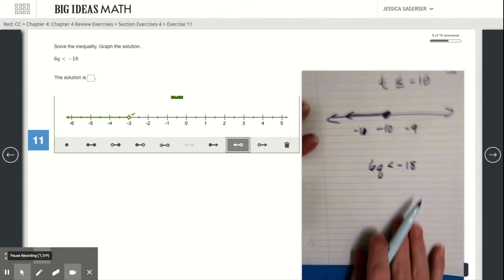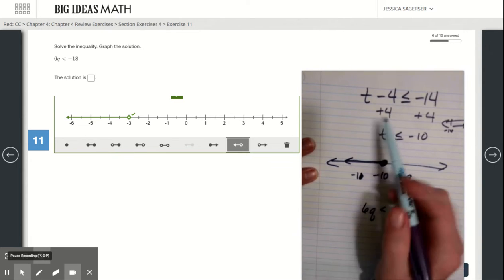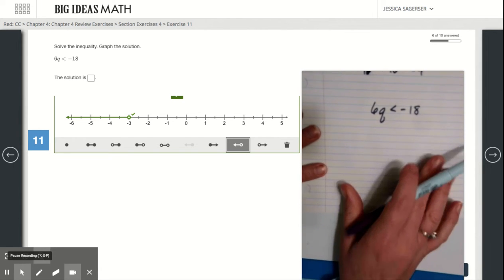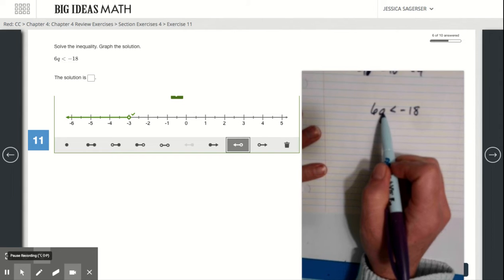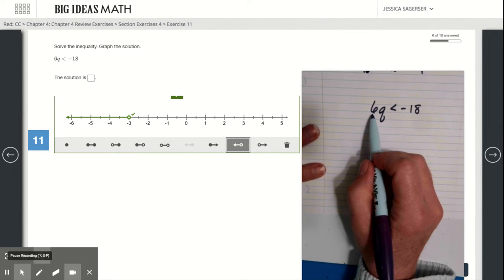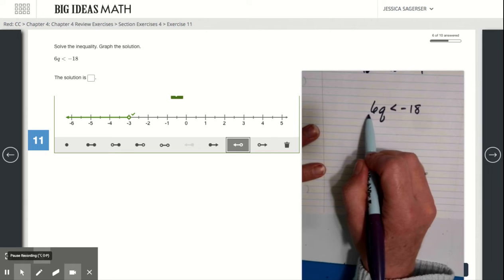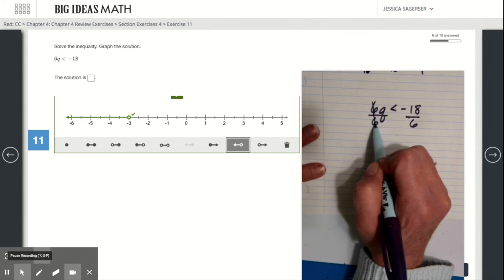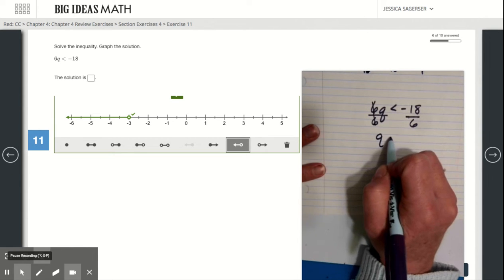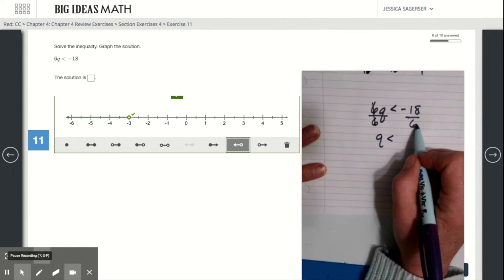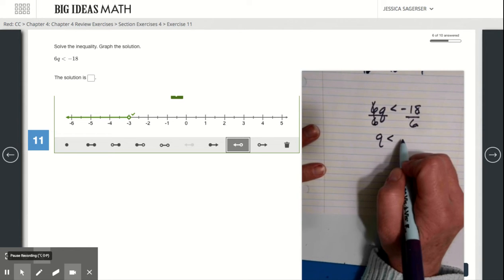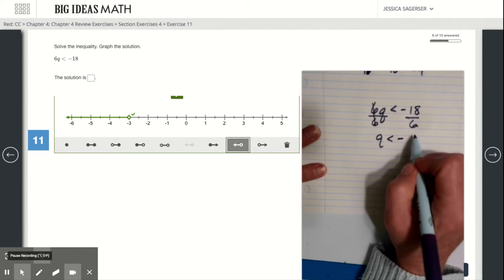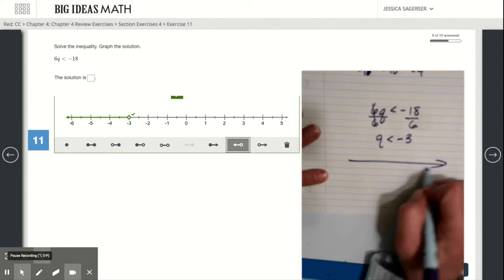So here, we are not adding or subtracting anything on the same side as the variable, but down here, we have something times the variable. So we're going to again think about the opposite operation. The opposite of multiplication is division. So we're going to divide both sides by 6. 6 divided by 6 is just 1. So we have just q is less than -18 divided by 6. So it's still going to be negative because we still have just one negative. 18 divided by 6 is 3. So q is less than -3.